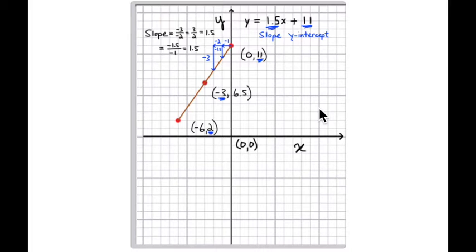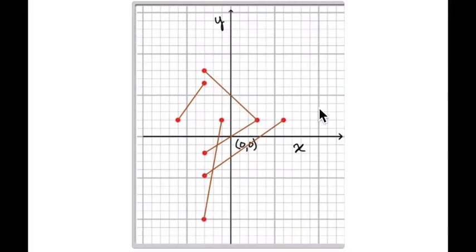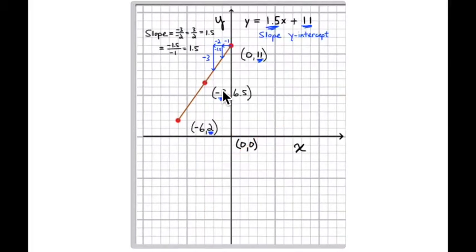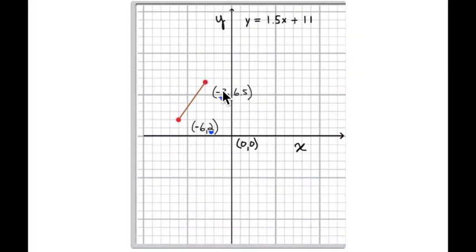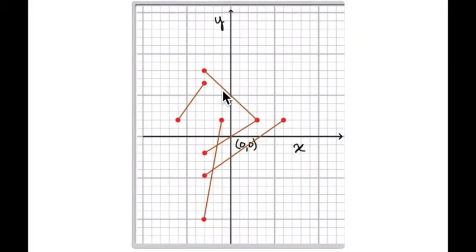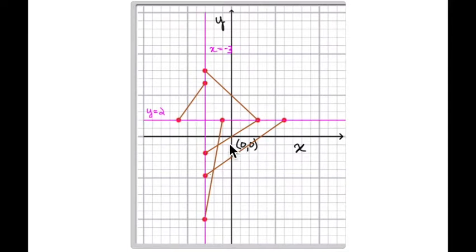All right, so what I did is I took each of these lines from all of the equations that we solved. I took each of them and I put them on the same graph. So there's 5 lines here, 1, 2, 3, 4, 5. And first of all, let's look at this equation y equals 2.